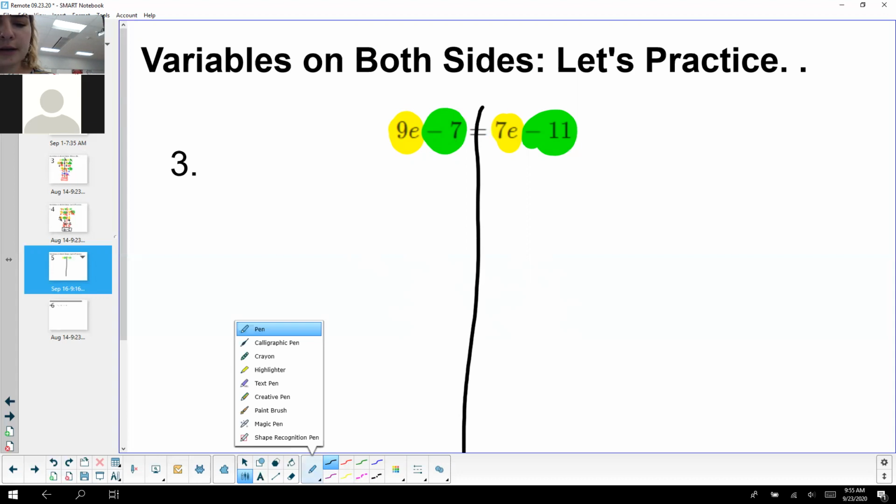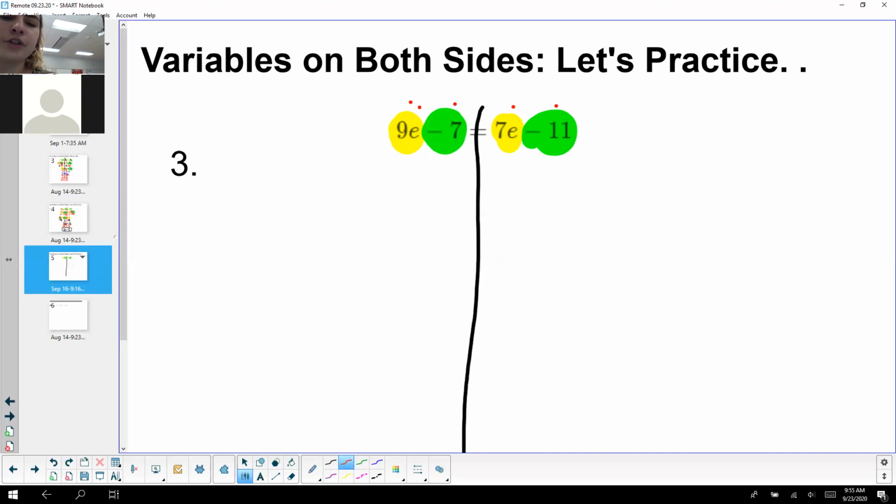So I'm going to go ahead and grab my other colored pen. Once you get to this step where you've got a constant and a variable on either side of the equal sign, you can go ahead and start moving stuff around the equal sign.